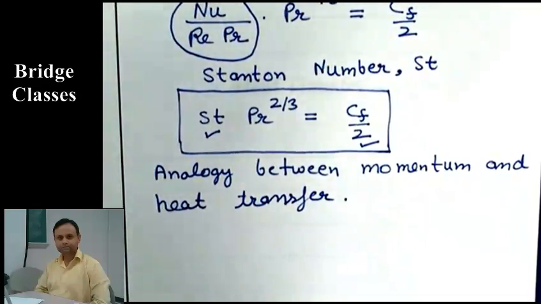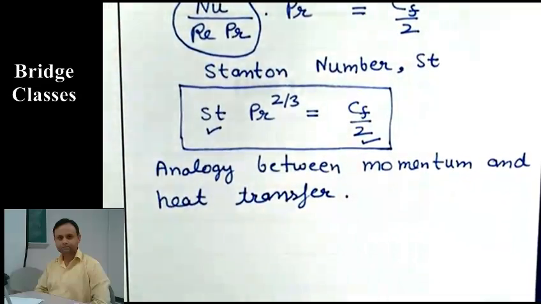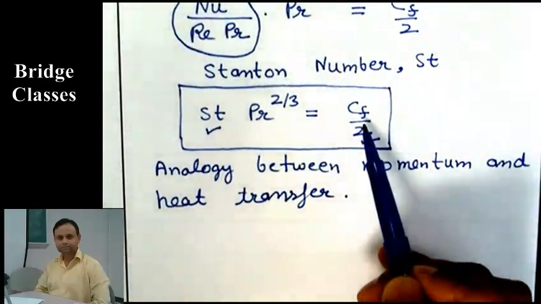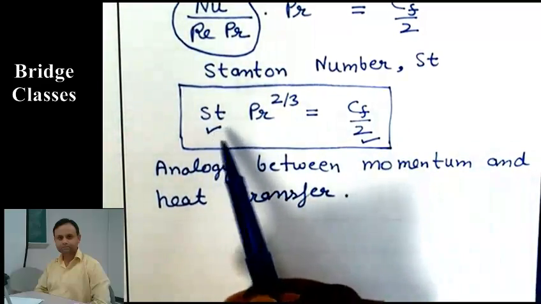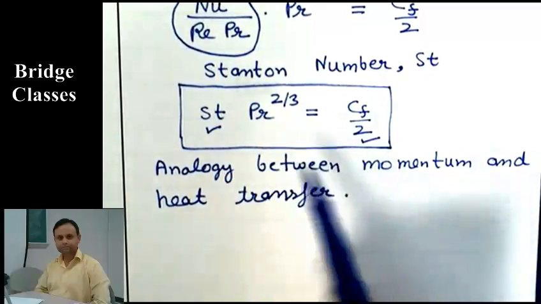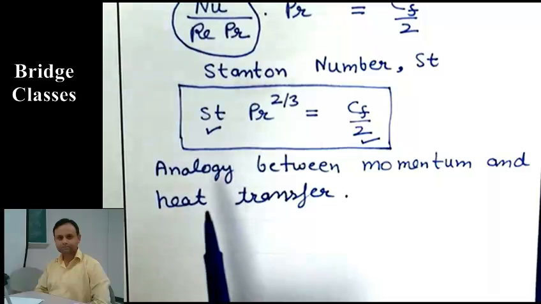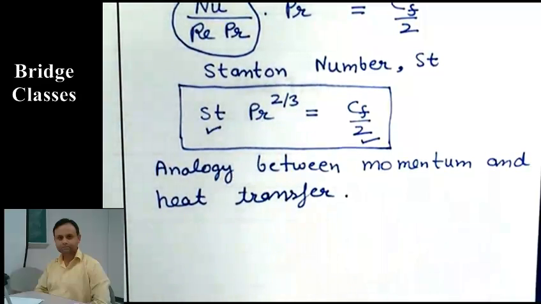And what you can do is, let us say you say that I don't want to do a heat transfer experiment. I just want to do an experiment in fluid mechanics, just want to determine the drag. So you are doing an experiment to find CF, and you can use CF to determine the Nusselt number. So without doing a heat transfer experiment, you are getting a Nusselt number. Is that clear? So this is an analogy between momentum and heat transfer.